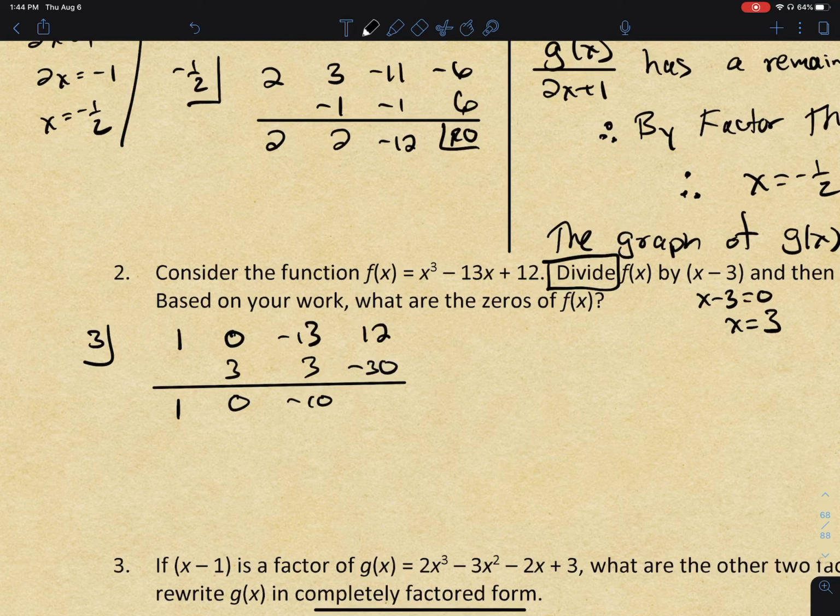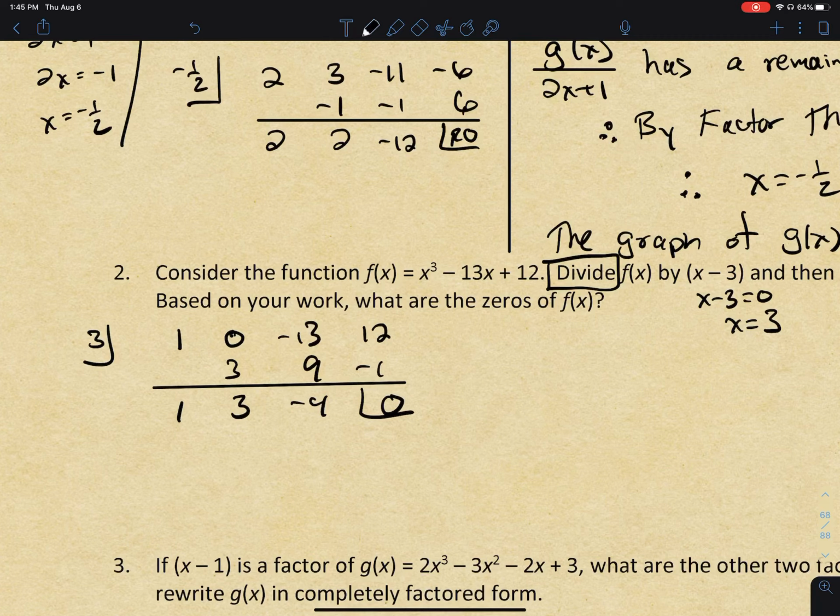I think I made a mistake. Oh, I did. 0 plus 3 is 3. Let me start this over. Bring down the 1. 3 times 1 is 3. 0 plus 3 is 3. 3 times 3 is 9. Negative 13 plus 9 is negative 4. 3 times negative 4 is negative 12. I add, I get 0.